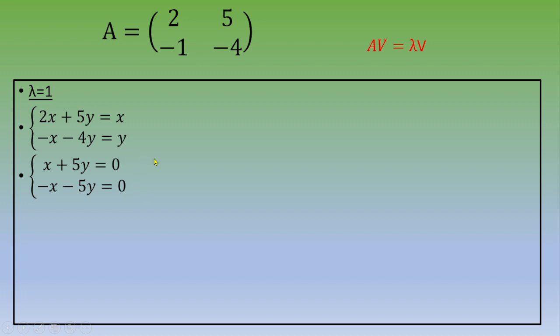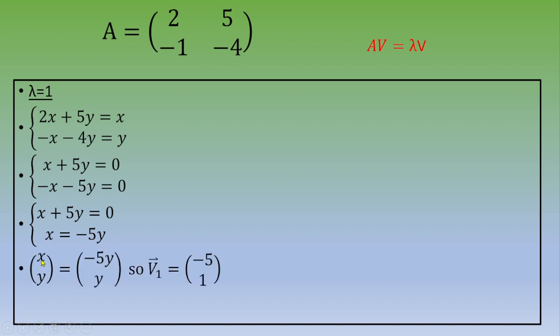So next step, this is to express a variable as a function of another one. So x equals negative 5y. So now the eigenvector (x, y) can be written as (negative 5y, y). So the eigenvector related to 1, this is (negative 5, 1). So now let's calculate the second eigenvector.